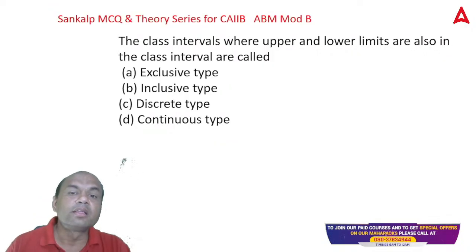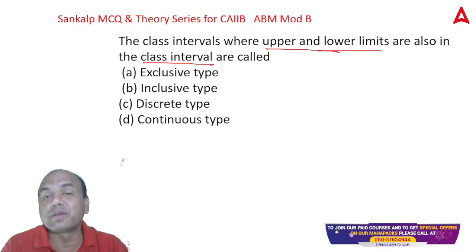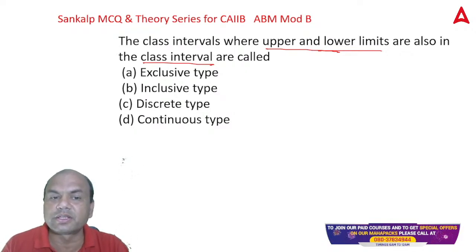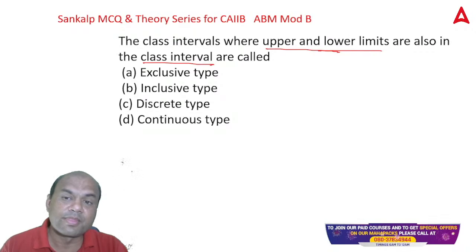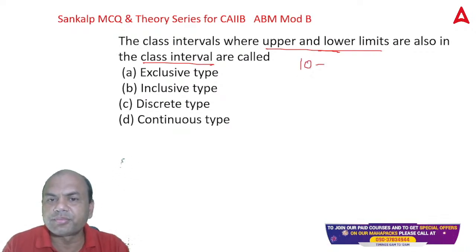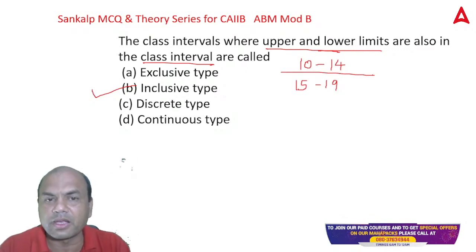The class where the upper and the lower limits are also included in the class interval is called as what? Have we done this? I was explaining this to you at that time. So this is the same question which we have done. Upper and lower limits are also in the class interval. So it is called exclusive, inclusive, discrete, or continuous? Just now I told you, 10 to 14, 15 to 19. If I get 14, it will be in this class, right? So this is known as inclusive. And then we have to convert this to exclusive. I've shown you earlier, so we won't be repeating it now.